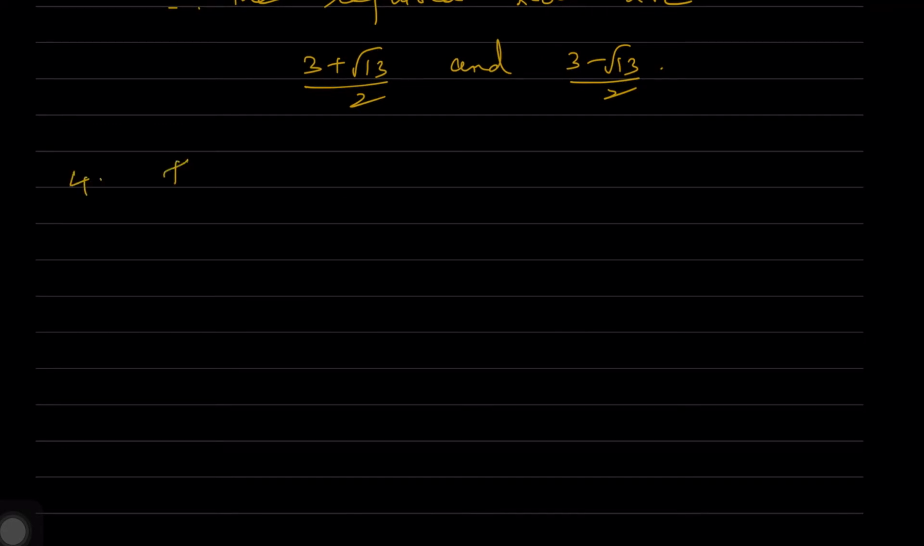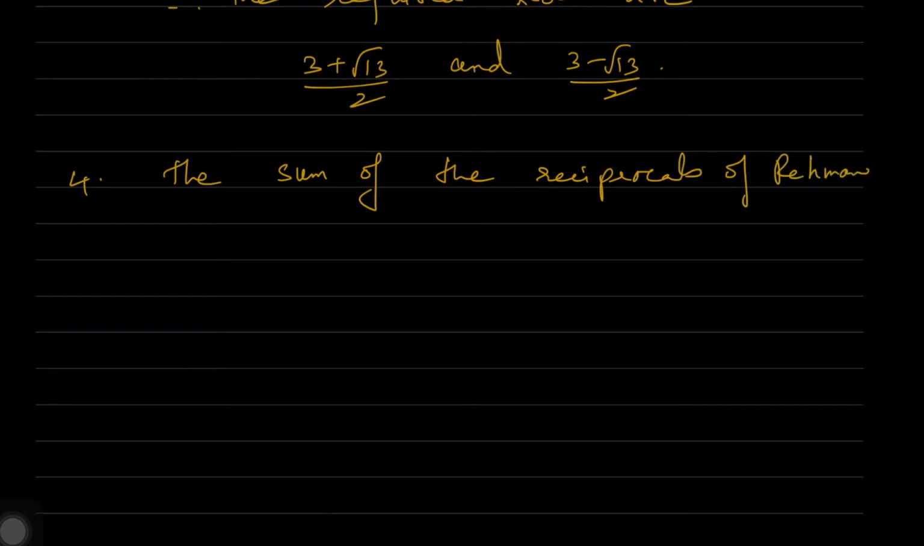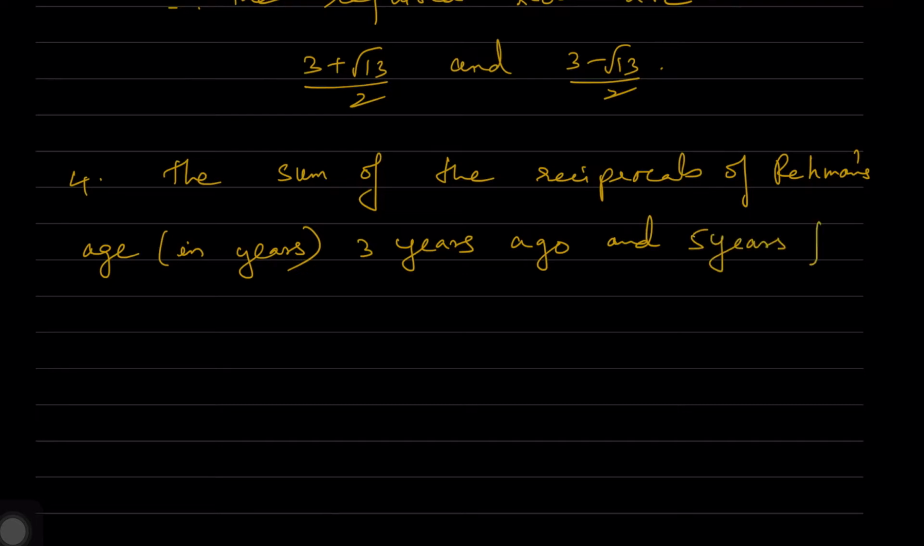Now the fourth one: the sum of the reciprocals of Rahman's age in years 3 years ago and 5 years from now is 1 by 3. Find his present age.